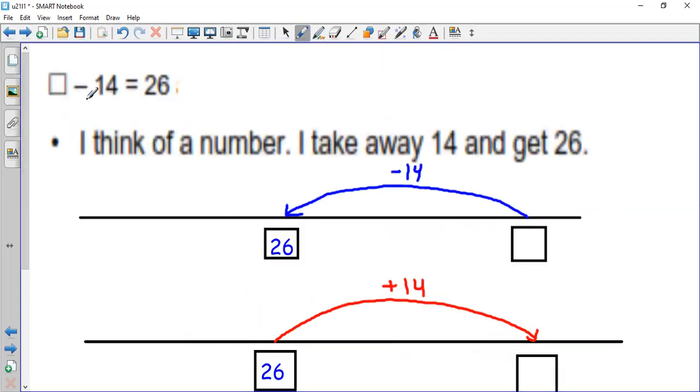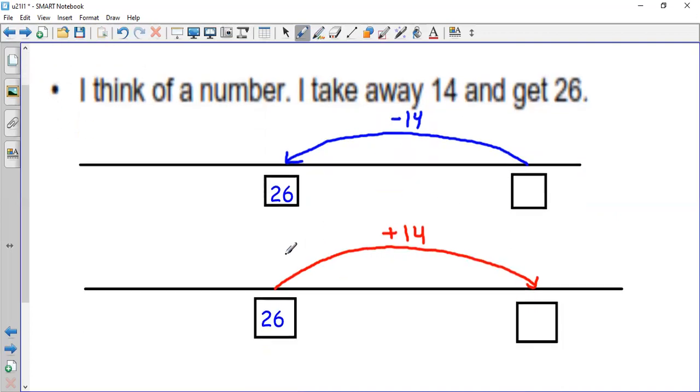What minus 14 equals 26? I think of a number. I don't know this number, but when I go back 14 steps, I land on 26. How can I find this number? To find this number, I will reverse the action.